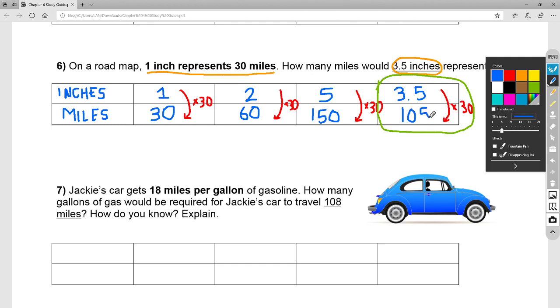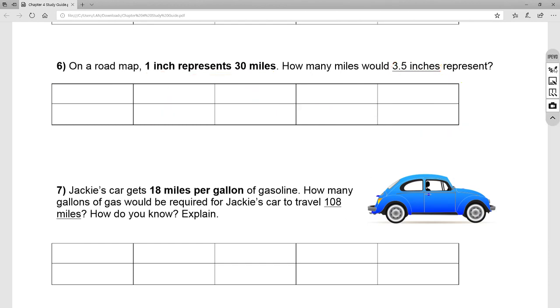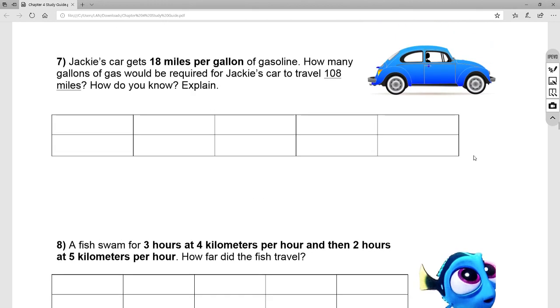So on a map, 3.5 inches would represent 105 miles. The next one we're going to go to is number 7. Jackie's car gets 18 miles per gallon.